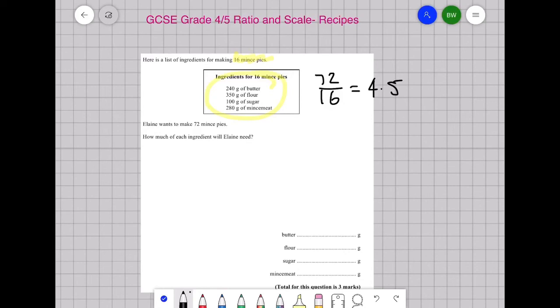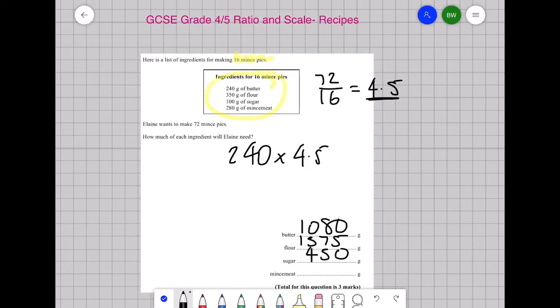Okay, so the thing that I could do is multiply each of these ingredients by 4.5 because that's my scale factor. So I'm going to do 240 times by 4.5, 350 times 4.5, etc. And that will get me the answer. So 240 times 4.5 is 1,080. 350 times 4.5 gets me 1,575. 100 times 4.5 is 450, and then 280 times 4.5 gets me 1,260. So I've got all of those values.